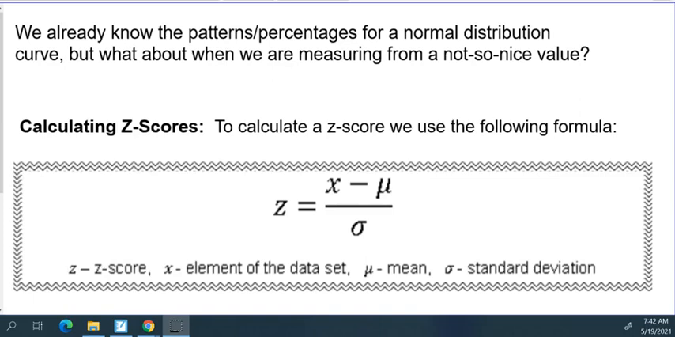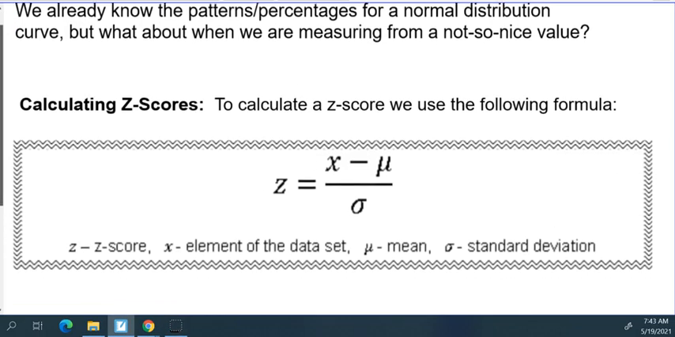Hey everyone, today we're going to be talking about z-scores and area under the curve. So we've already talked about our patterns and percentages that we need to know for a normal distribution, but sometimes we're not dealing with such a nice value. Maybe one of our values is not one of those specifics on that normal curve. So we're going to talk about something called z-scores today.